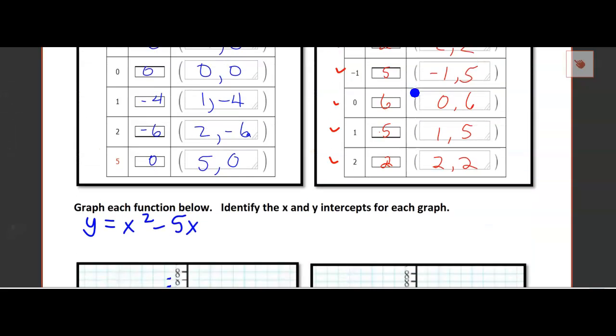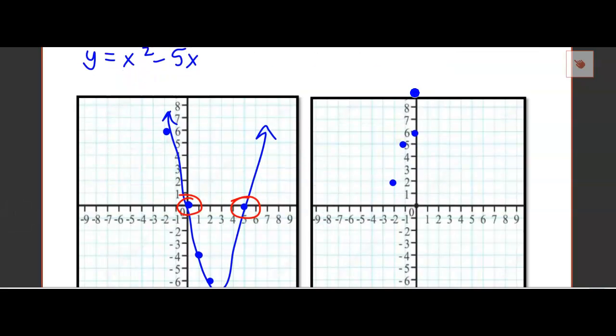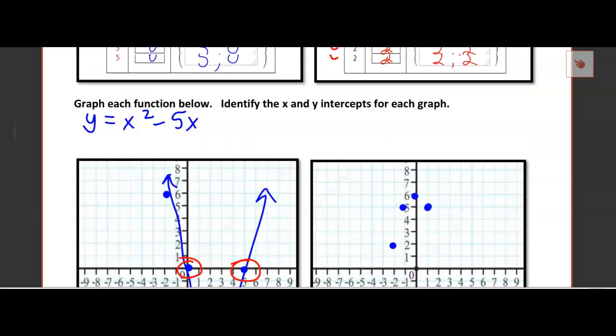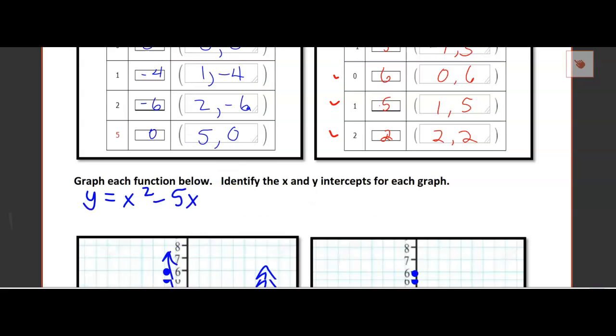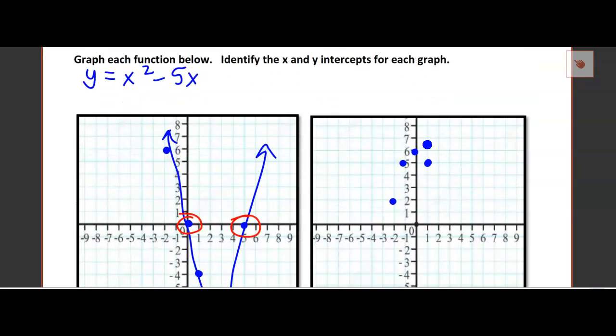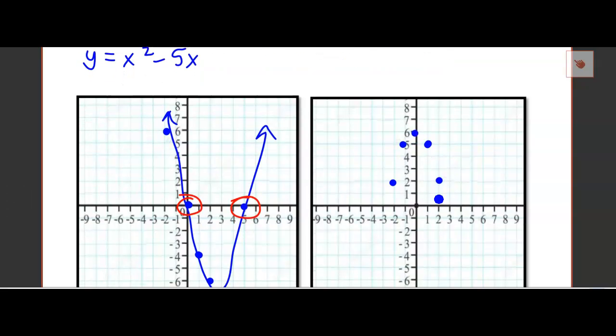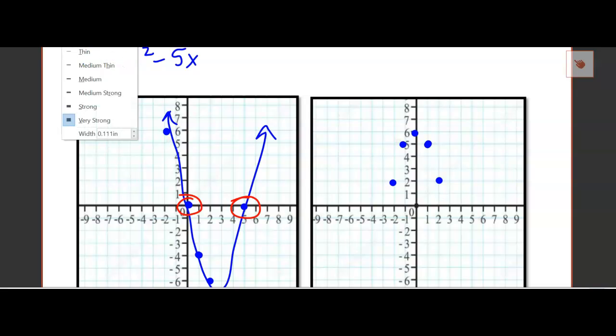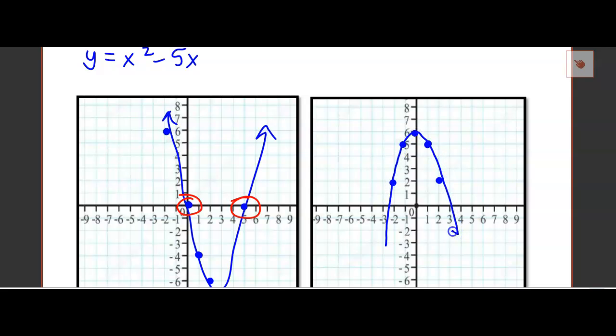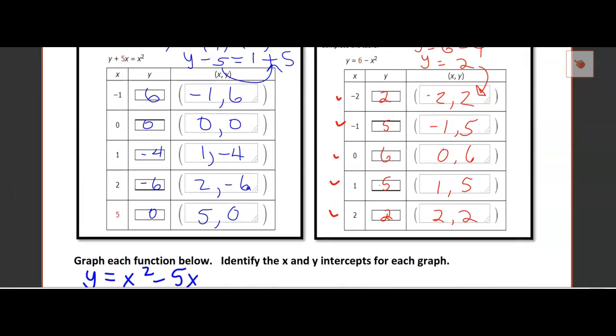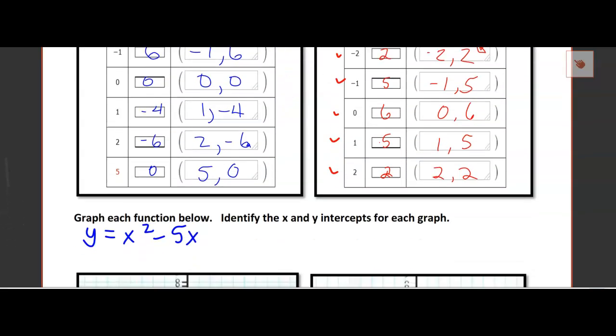Now we've got the point 1, 5, so I'm going to go to the right 1 and up 5. And the last ordered pair is 2, 2. Go over 2, up 2. And you're probably noticing the symmetry. This is another parabola. It's opening down, and it looks like that. So we have our ordered pairs.